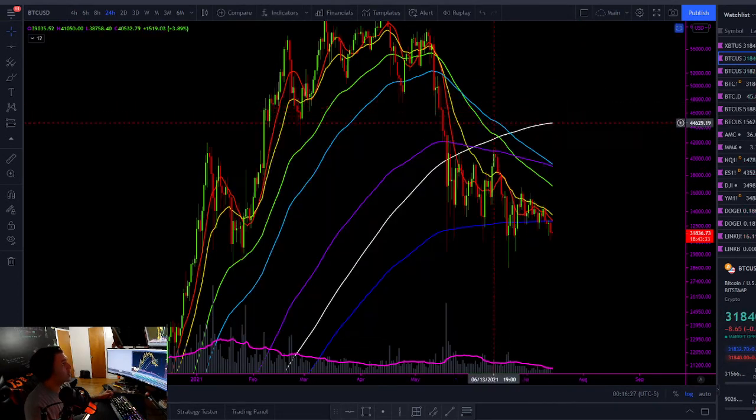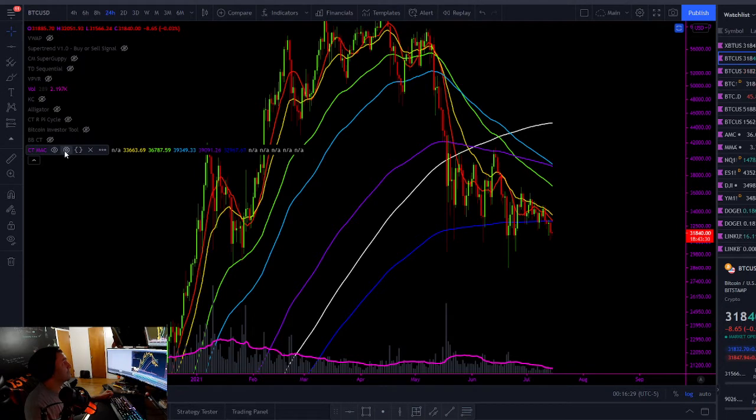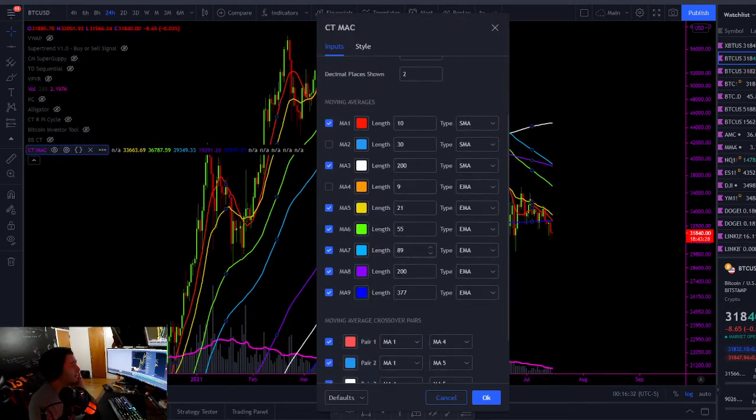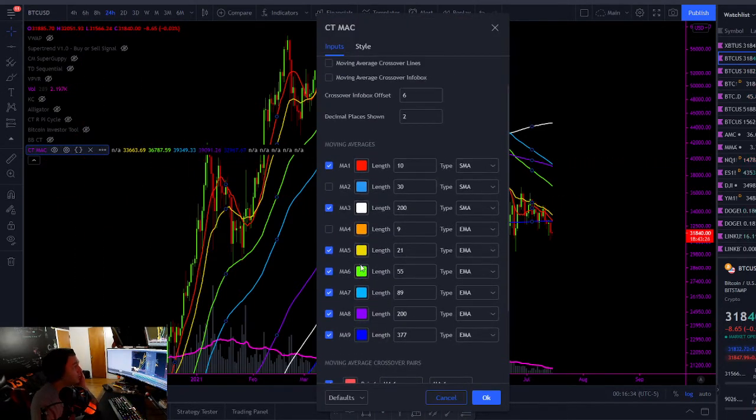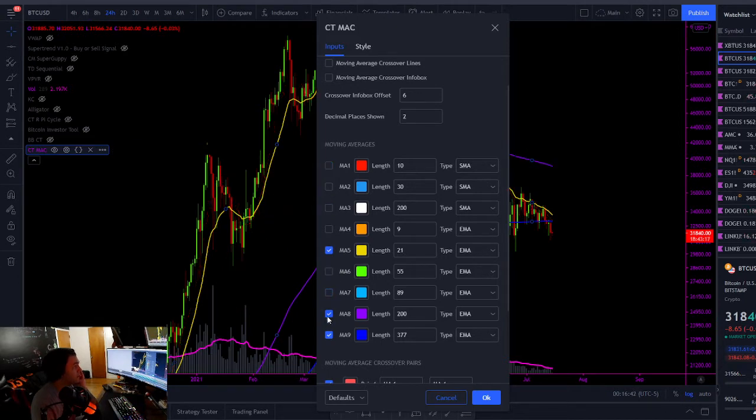But once you do click it, you'll have it here on the side, and then you can just go to your settings. Obviously, you're going to go to any one of the moving averages. Set the length to 21 and the type to exponential moving average here. I'm going to turn off all my other ones because for this strategy, they're basically irrelevant.